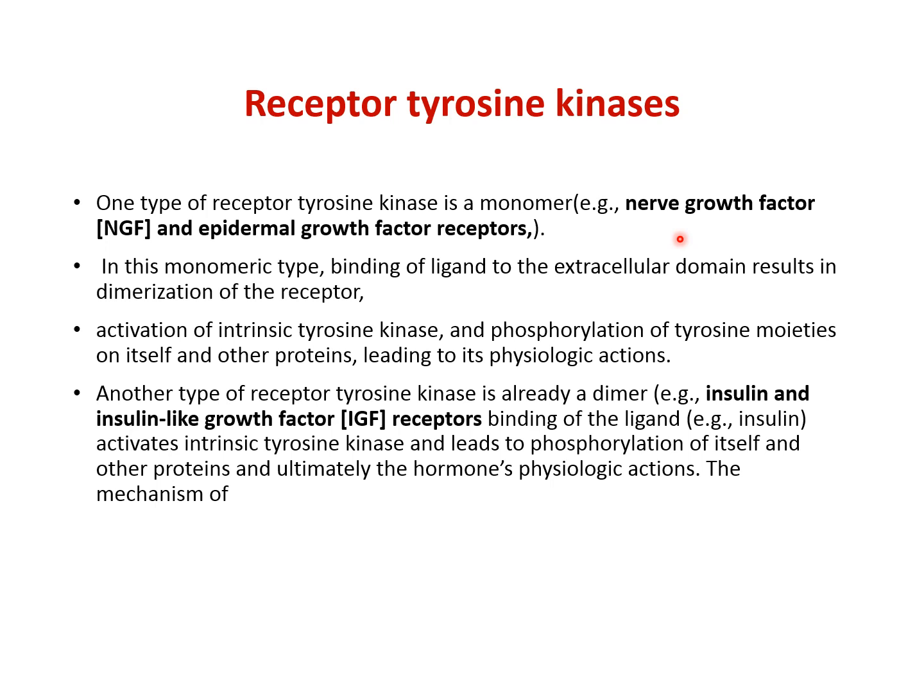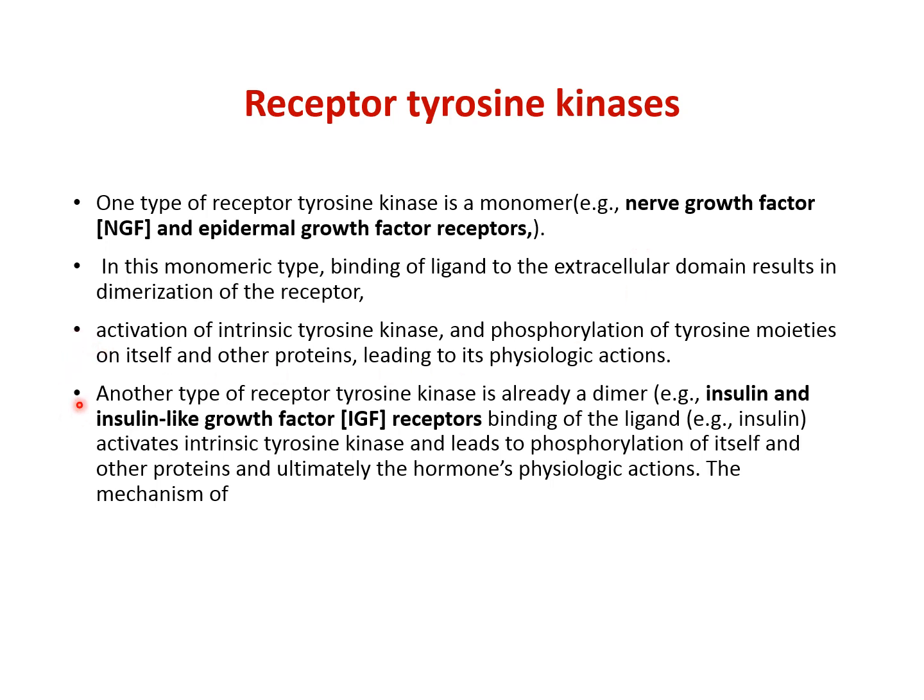We have different shapes, different structures. Some of them are monomers, others are dimers. But as far as the first type, the tyrosine kinases, are concerned, one type of receptor is a monomer, and apparently there is at least nerve growth factor working through this receptor. And when the ligand or the hormone binds, it causes the two monomers of the receptor to bind with each other. And this dimerization of the receptor will activate the intrinsic activity of the kinase, phosphorylation of tyrosine moieties on the protein itself and other proteins, leading to physiological effects.